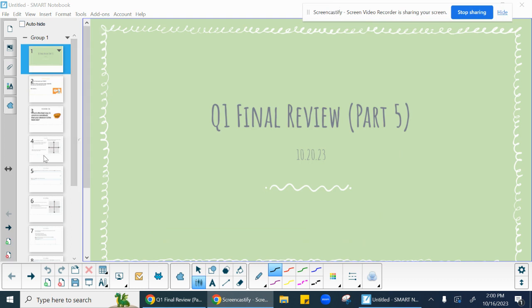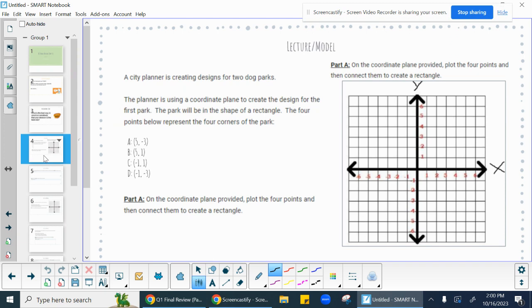All right, so let's look here. A city planner is creating designs for 2 dog parks. The planner is using the coordinate plane to create the design for the first park. The park will be in the shape of a rectangle. The 4 points represent the corners of the park. Part A. On the coordinate plane, plot the 4 points and connect them to create a rectangle.